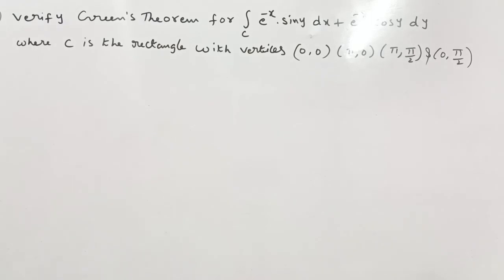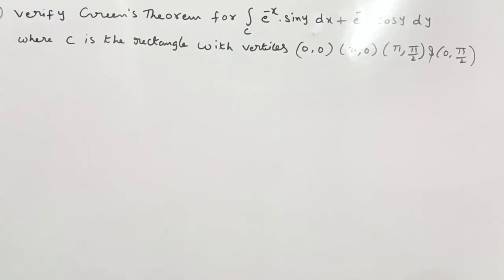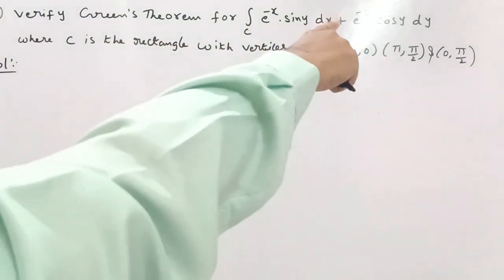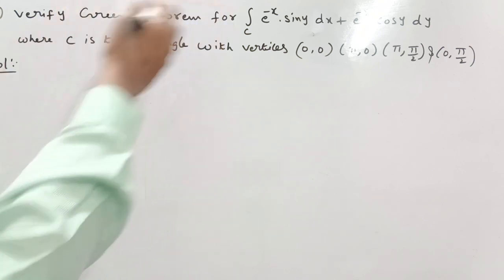So in this class, we'll solve another problem on Green's theorem. Very important problem here. The problem is: verify Green's theorem for the integral over C of e power minus x sin y dx plus e power minus x cos y dy, where C is the rectangle with the vertices given here. Correct. Now, we have already solved two or three problems on Green's theorem. Now we'll solve this problem also.